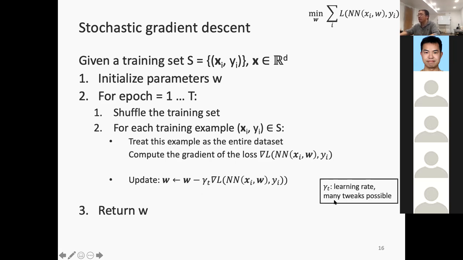So again, gamma t is the learning rate. You have many tricks possible. If you want to choose a good learning rate, you have to manually tune some parameters, for example, the parameters released in your homework, right? Any questions so far? I assume everybody is familiar with this. We just reviewed the old framework.